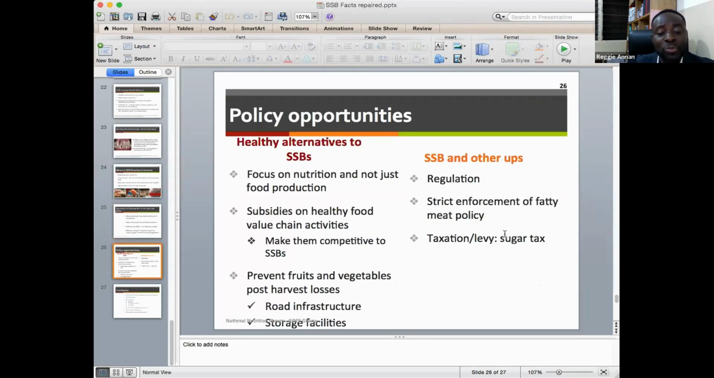So I want to bring the talk to an end by saying that there is an opportunity for us to promote healthy alternatives through policies that create subsidies on them, policies that make their production less expensive, and policies that prevent post-harvest losses of fruits and vegetables, including road infrastructure and storage facilities. But there is also an opportunity for us to regulate SSB availability and access. Regulation means that restrictions are in place and enforcement of laws that restrict their access are also in place. That is why taxation and levies are one of the factors we have to think about.